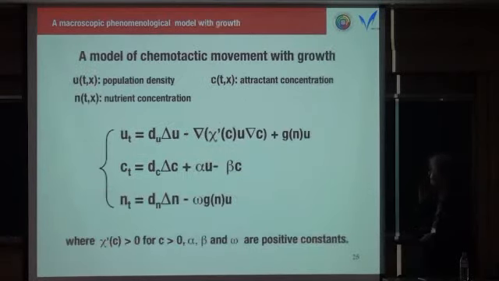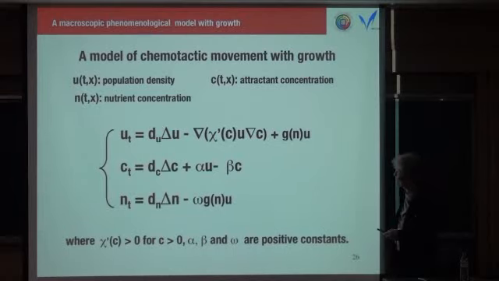And the third one is a model of chemotaxis movement with growth. At that time, we introduced a third variable N, which is nutrient. And the equation system is given by the following. This is the same as the second model, but here we have something new. This is the growth term. And this is the nutrient equation.